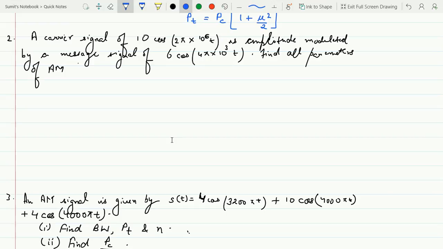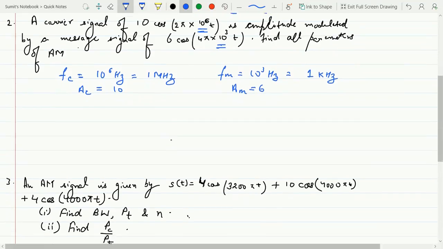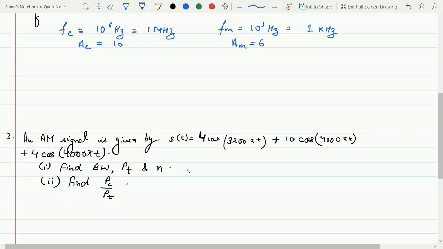But first of all, let's note down what is given in the question. It gives a carrier signal, so the carrier frequency is 10 to the power 6 hertz or 1 megahertz. The message signal frequency is 10 to the power 3 hertz or 1 kilohertz, and AC and AM are also given. AC is 10, AM is 6. As you know, to find any parameter of AM, you should know the modulation index, which is the most important parameter.